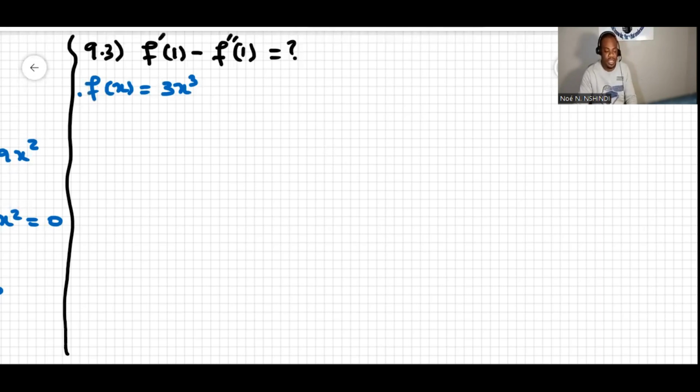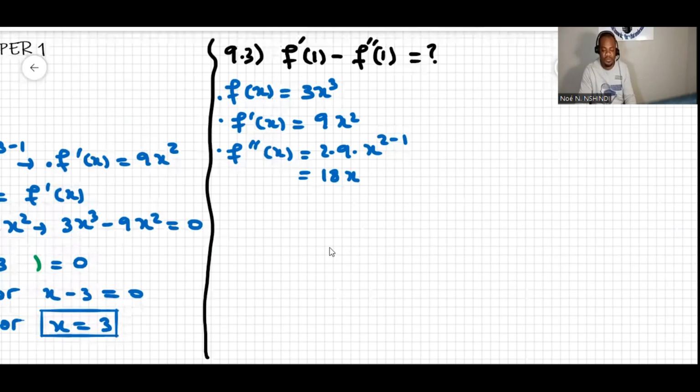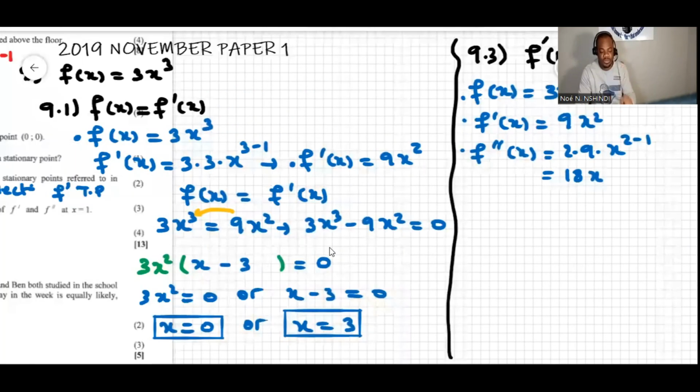So now f prime of x we calculated in the previous question. It was 9x squared, and now we're going to work out f second of x. This will be the derivative following that formula. It's going to be 2 times 9 times x to the power of 2 minus 1, and this is equal to 18x. Okay, 18x is a straight line, so it doesn't have a point of inflection or a turning point.